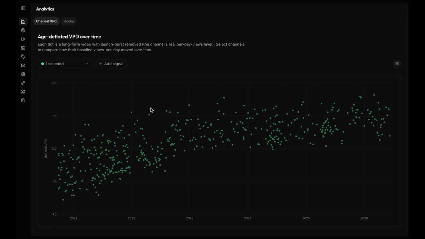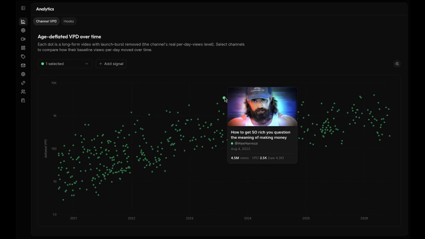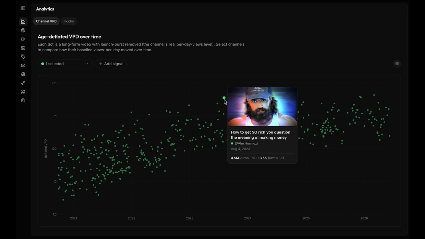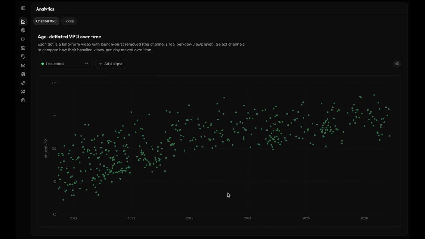So moving up the scale here, he has some outlier high performers. And if you move down here, you know, he has some lower performers. I guess How He Finds Meaning is one of his lower performing videos. And over here you have, you know, How to Get So Rich You Question the Meaning of Making Money, which is one of his outliers. And across the x-axis here, obviously this is over time from 2021 through 2026.